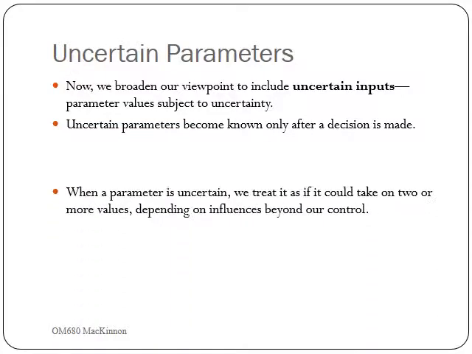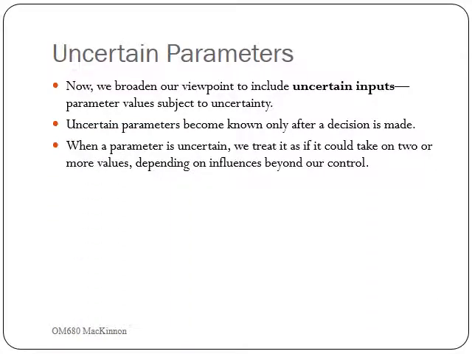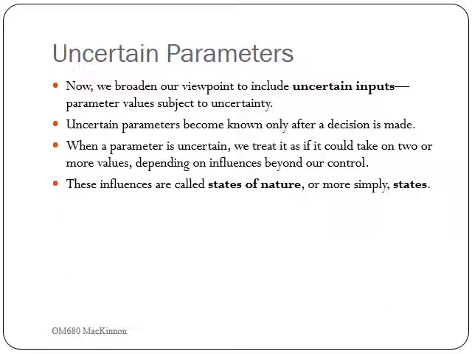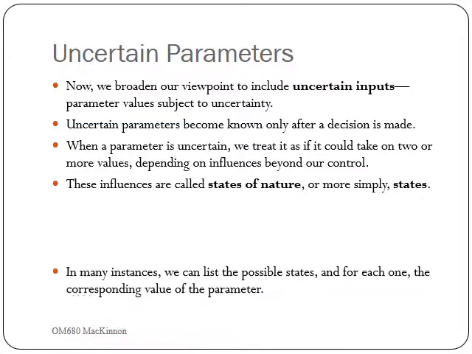Okay, and so if a parameter is uncertain, it means it can take on two or more values, depending upon influences beyond our control. All right, that's what makes them uncertain. They're not decisions that we make. Decisions are in our control. These are beyond our control. So we call these states of nature, or simply states.